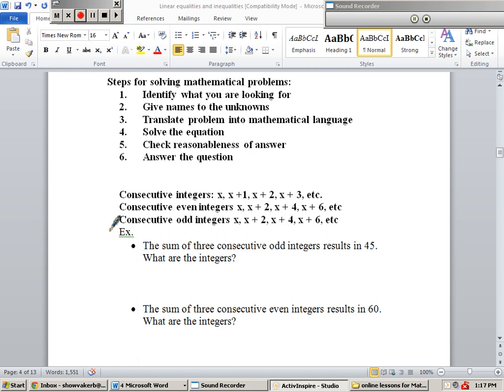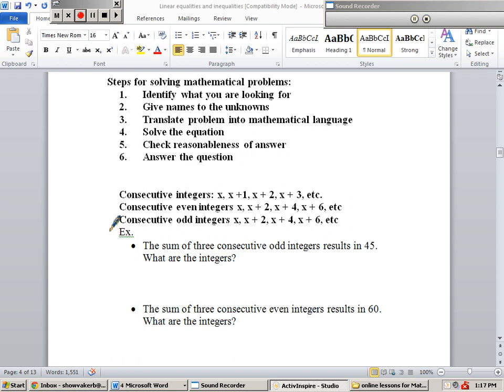Consecutive even integers, the first one would be x, like 2. To get to 4, we'd add 2, so x plus 2. And to get to 6, we add 2 more, so x plus 2 is x plus 4. But when we get to the odd integers, people want to do x plus 1 and x plus 3 because they're odd numbers. But to get from the number 3 to 5, you really have to add 2. So if my first number is 3 and my second number is 5, I have to do x plus 2.